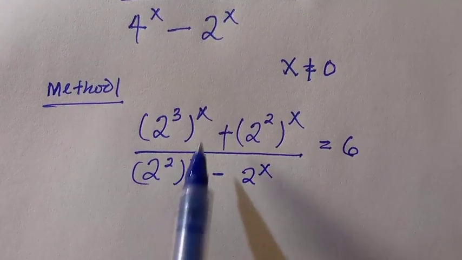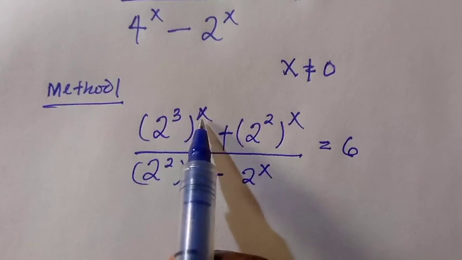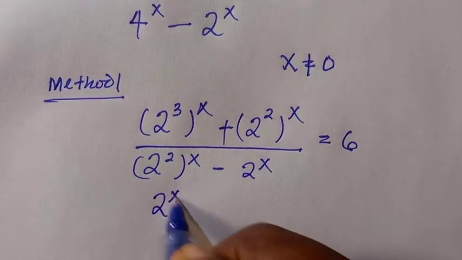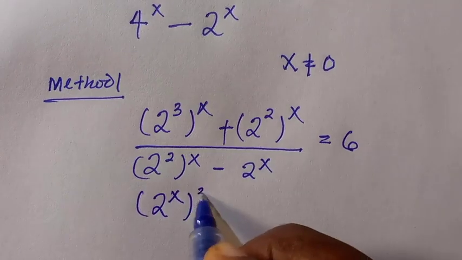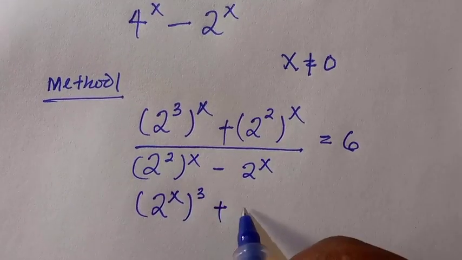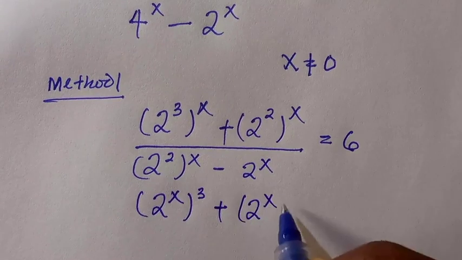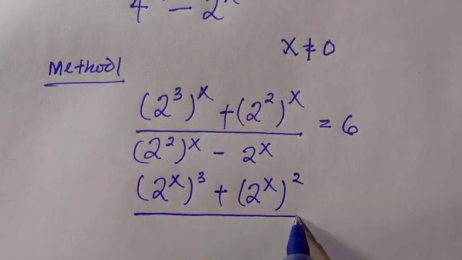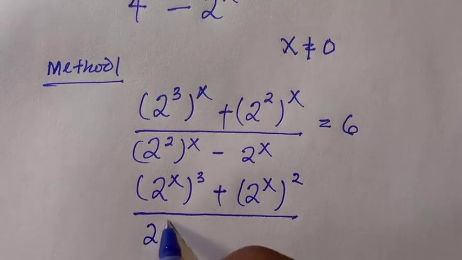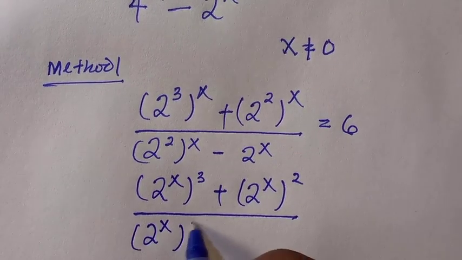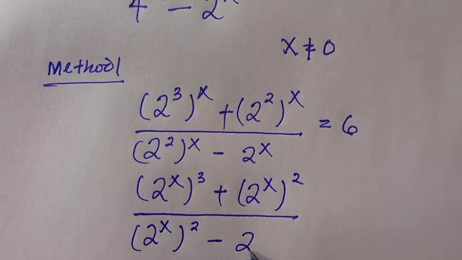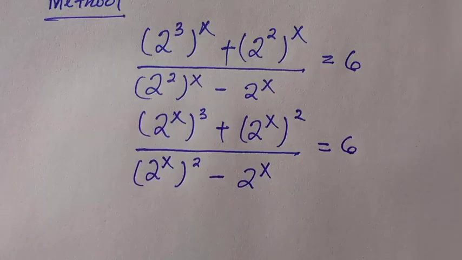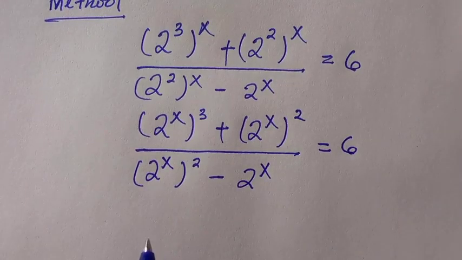By the rule of exponents, we are going to interchange the 3 with x, and here we have (2 to the power of x) raised to the power of 3 plus (2 to the power of x) raised to the power 2, divided by (2 to the power of x) raised to the power of 2 minus 2 to the power of x equals 6. So here we have 2 to the power of x, which is common.